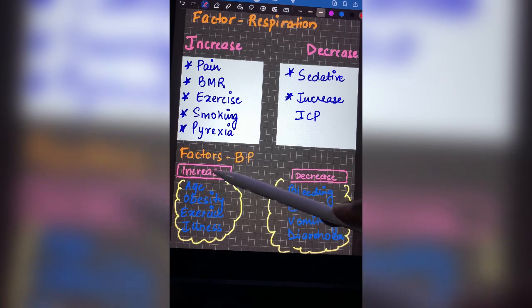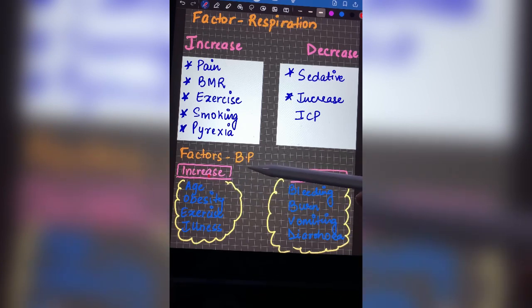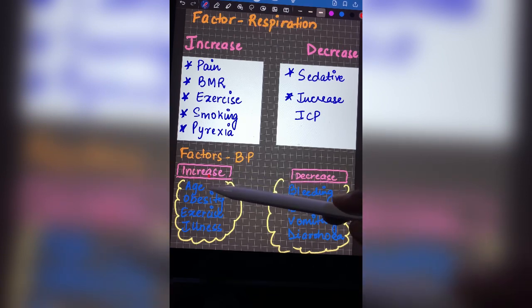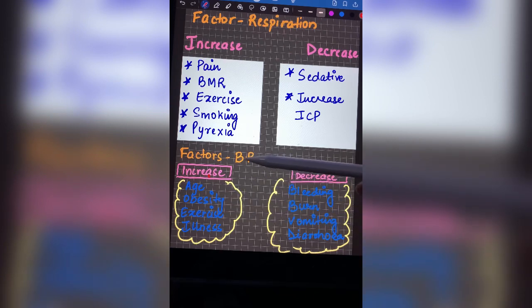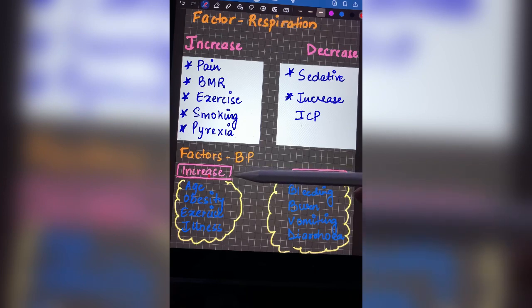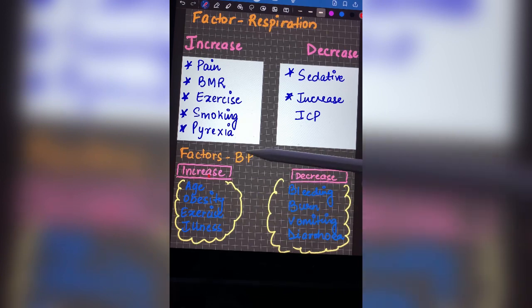If we talk about the factors which affect BP, we have factors that increase and decrease it. As age increases, your BP also increases, and hypertension is also known as a disease of age. If obesity is there, BP increases, and there is more risk of getting high blood pressure. During exercise BP also increases, but gradually it decreases and subsides. Due to any illness, BP increases.